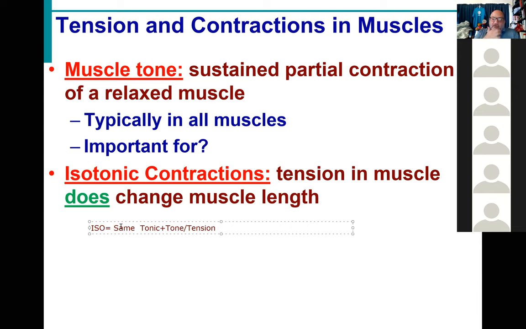It's not a trick question. No, of course not. Absolutely. So what that means with an isotonic contraction is that the amount of force I need to move it is going to stay the same the whole time. So the key with an isotonic contraction is the force that is produced by the muscle stays the same during the whole contraction.